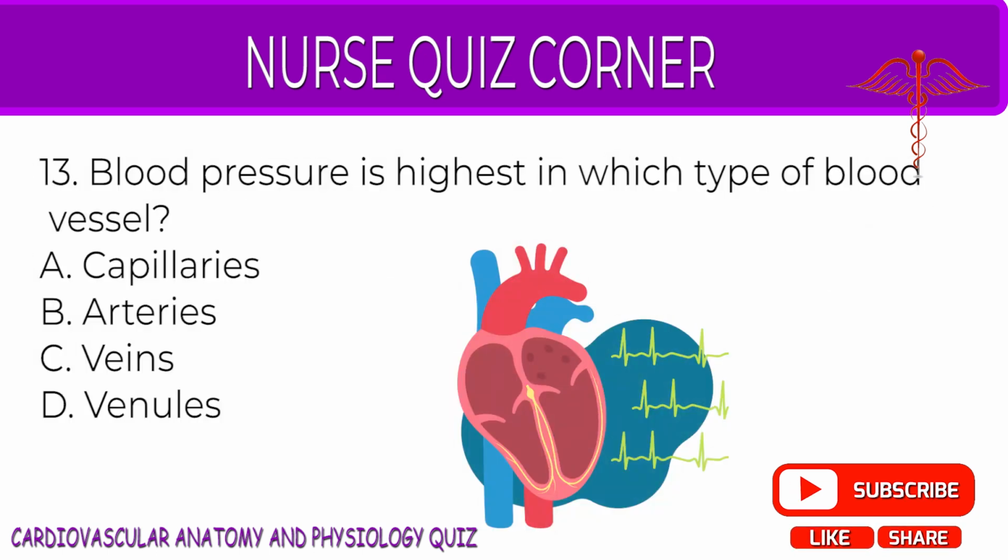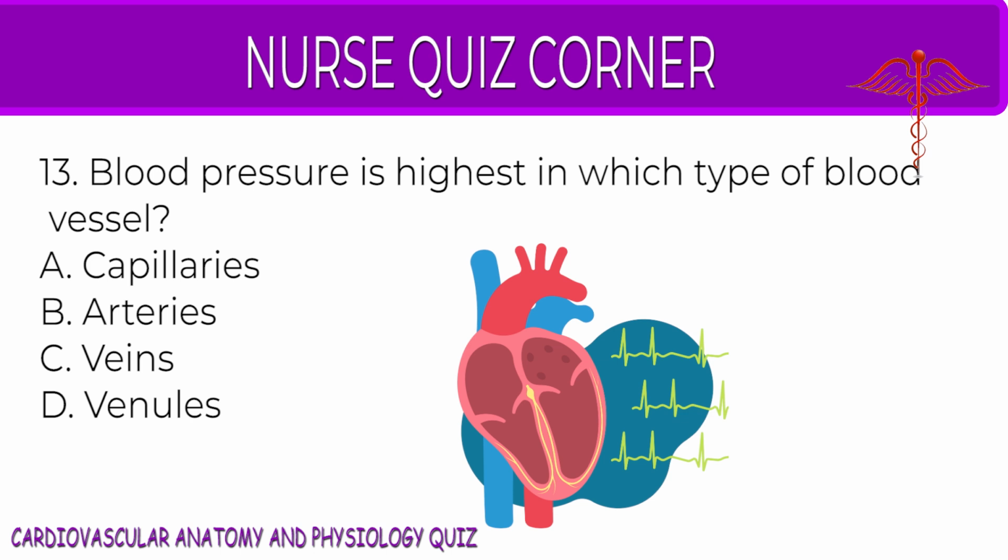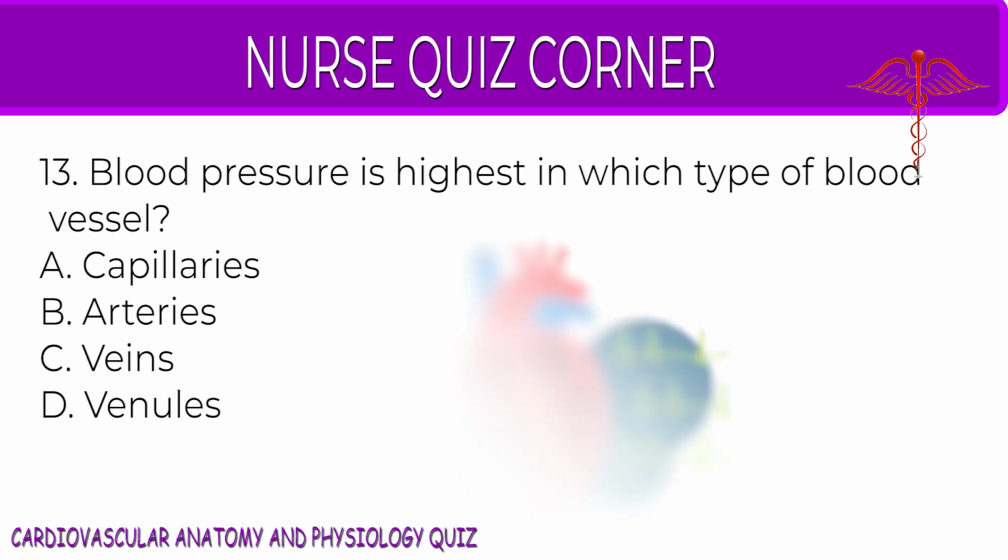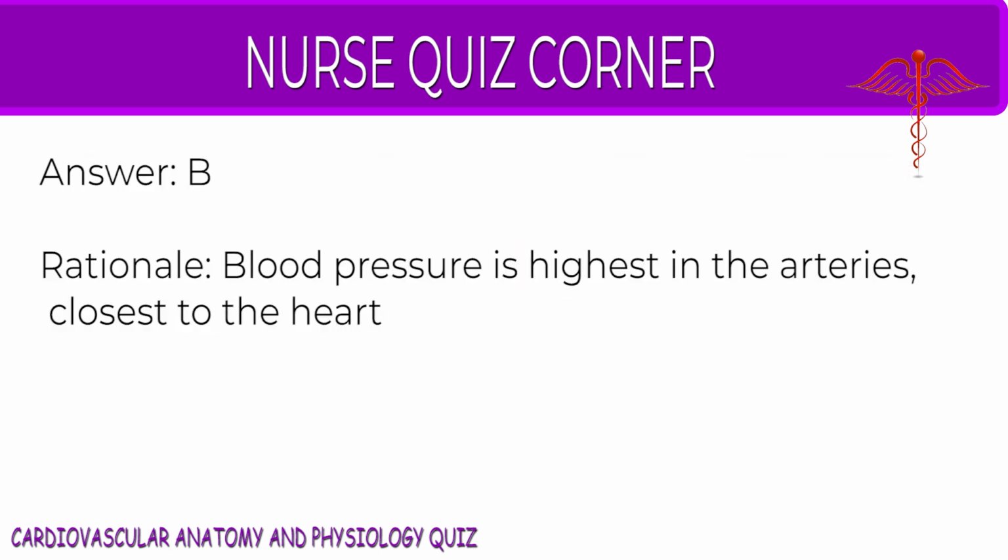13. Blood pressure is highest in which type of blood vessel? A. Capillaries. B. Arteries. C. Veins. D. Venules. Answer B. Rationale. Blood pressure is highest in the arteries, closest to the heart.